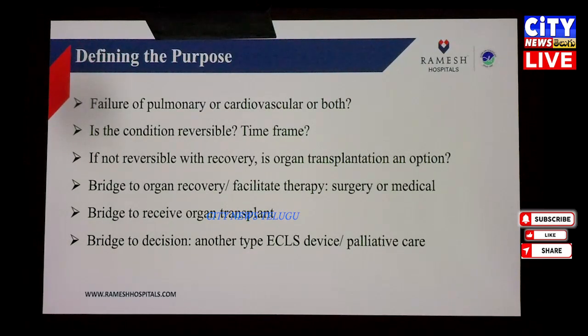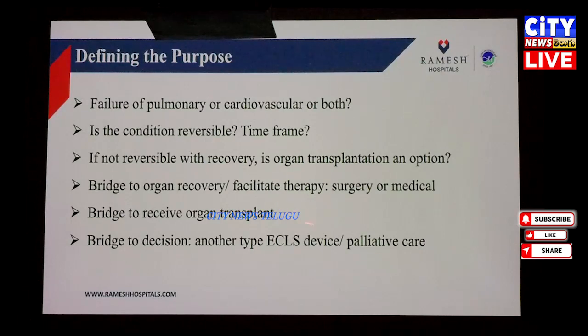Now, based on that, ECMO can either be used as a bridge to recovery. For example, let's say a cardiogenic shock patient has got an acute MI, we do an angio, and we know that there is a treatable coronary artery disease. But the patient is unstable, so you put them on ECMO, take them up for stability surgery or primary PTCA, and continue ECMO, the patient stabilizes, you wean off ECMO. So that would be called a bridge to recovery.